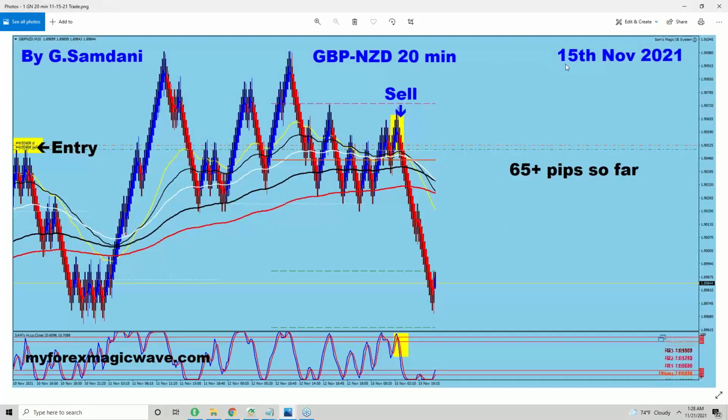So now here the week started on the 15th of November with a Pound Nuzi 20-minute short setup here and a sell order here. SL moved to break even, and you can see all the conditions met, and that's how I pull the trigger, always with the setup, nothing without the setup. So that's the first one.